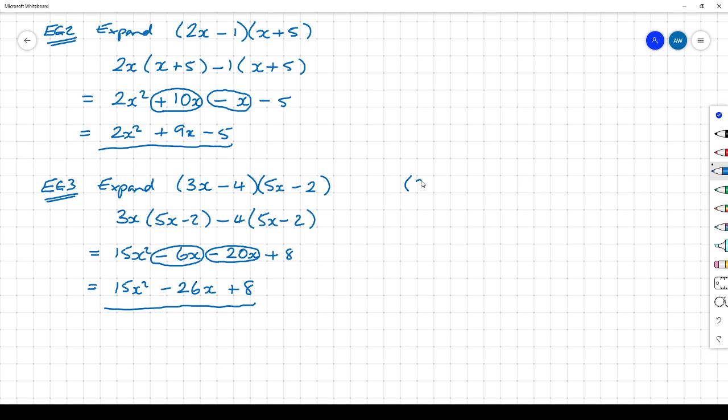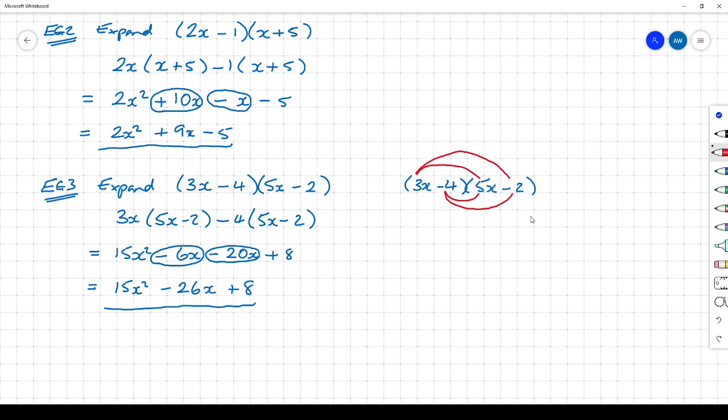So if I write this one again, 3x minus 4, 5x minus 2, and I'm going to change to my red pen. Now, like I said before, everything in this bracket, the 5x and the minus 2, has to be multiplied by both the 3x and the minus 4. So we can just do some little curved lines here to say that the 3x must be multiplied by the 5x, and also the 3x must be multiplied by the minus 2, and the minus 4 must be multiplied by the 5x, and the minus 4 must be multiplied by the minus 2.